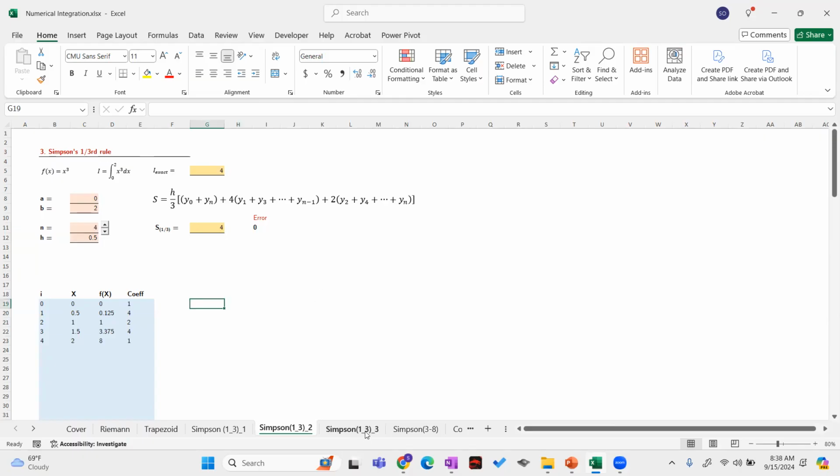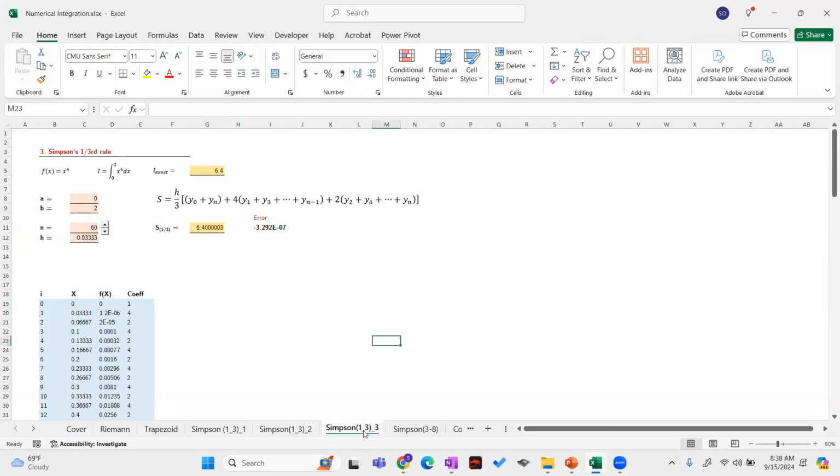And then when it goes to 4th degree, there it will not be exact. So with 60 steps, you get an approximate value, 6.4000003. There's some error, beyond cubic.